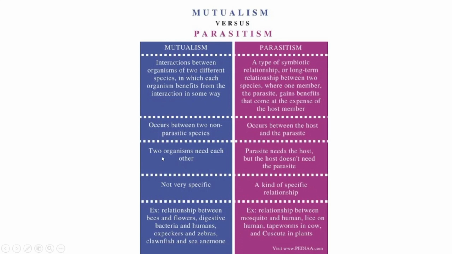Another example is bacteria and humans, the digestive bacteria. We have a lot of digestive bacteria in our gut, and those are very helpful bacteria. We require those bacteria to digest our food, and they are also getting a lot of benefits by staying in the human body. So these are mutualistic relationships.